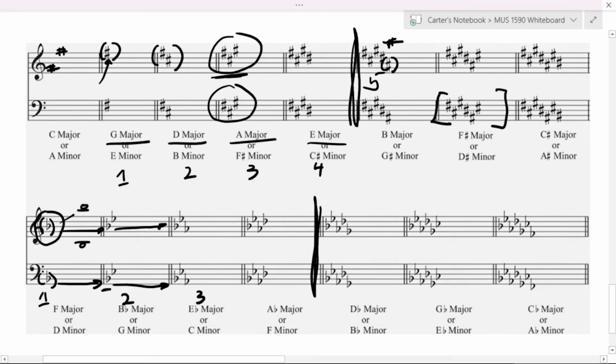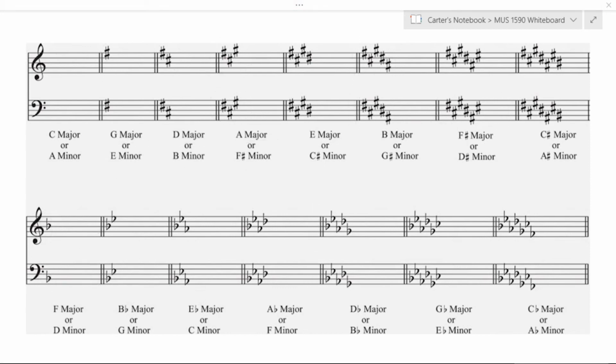So once again, I just want to reiterate that the order of the sharps and flats matters. You must write them in that sequential order, and you also must place them on the proper location of the staff, and you'll have a chance to practice that on some upcoming worksheets.